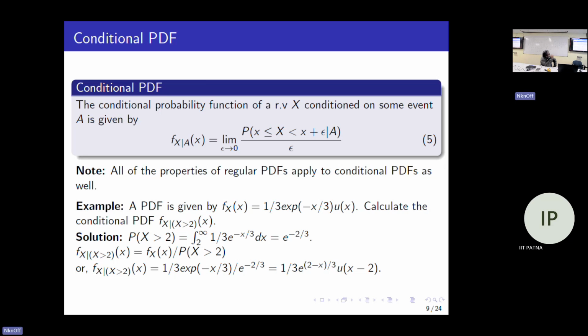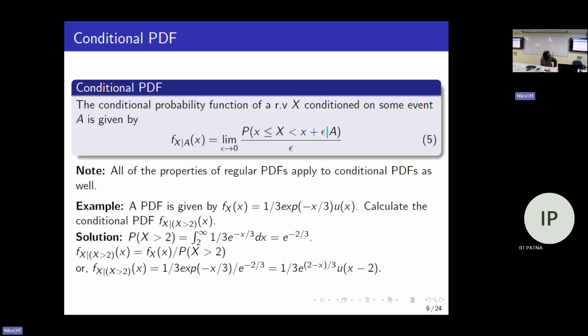Okay. So now let's see one example. This is an interesting example. A PDF is given by 1/3 e to the power minus x by 3 u(x). Calculate the conditional PDF for x greater than 2. So what is that? We need to know the probability of x greater than 2. That is very simple: the integral from 2 to infinity of 1 by 3 e to the power minus x by 3 dx. That comes to e to the power minus 2 by 3.